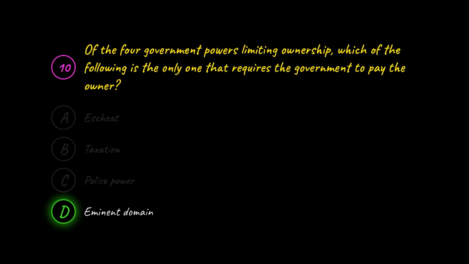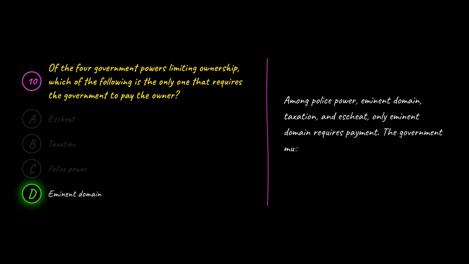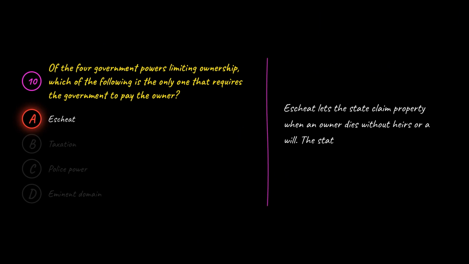The correct answer is D. Eminent domain. D is correct because among police power, eminent domain, taxation, and escheat, only eminent domain requires payment. The government must pay just compensation when it takes private property for a public use. A is wrong because escheat lets the state claim property when an owner dies without heirs or a will. The state takes ownerless property at no cost, so it does not pay compensation.